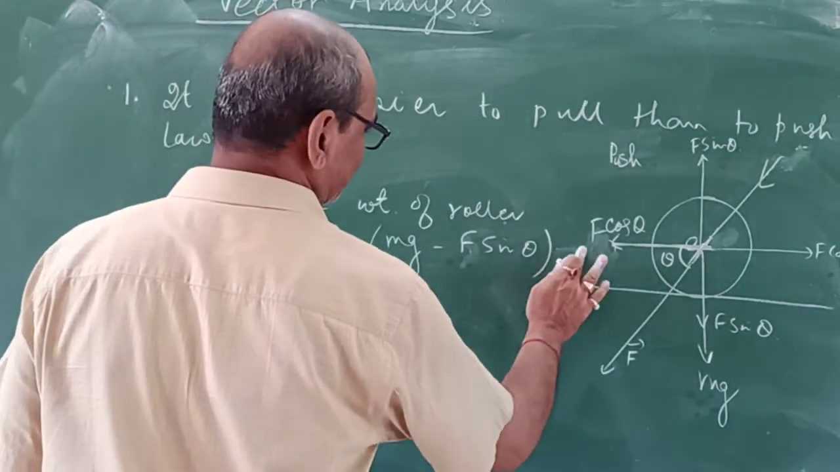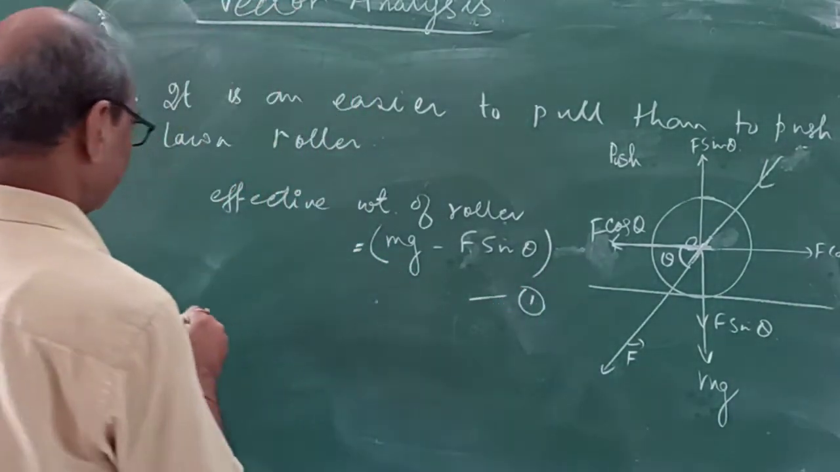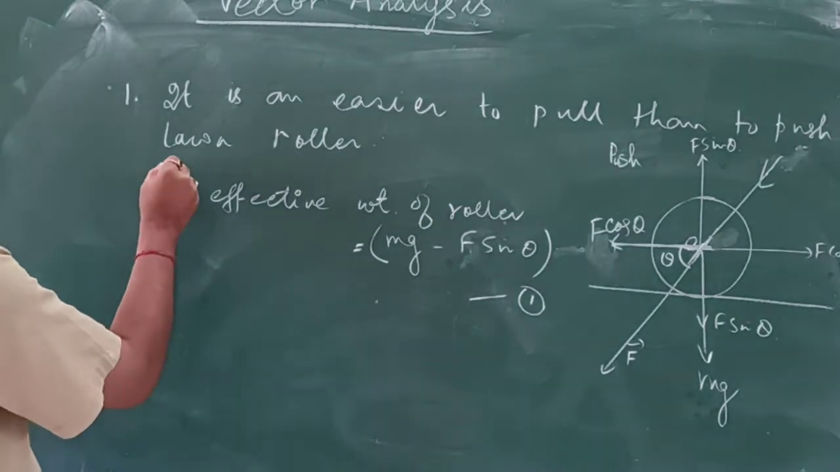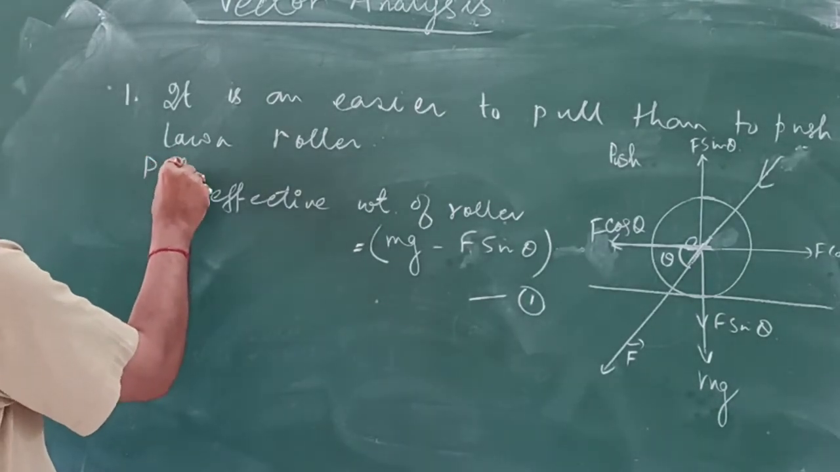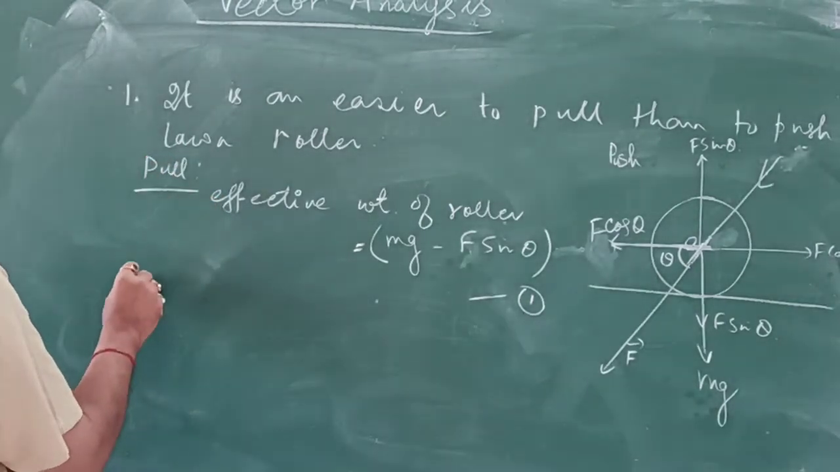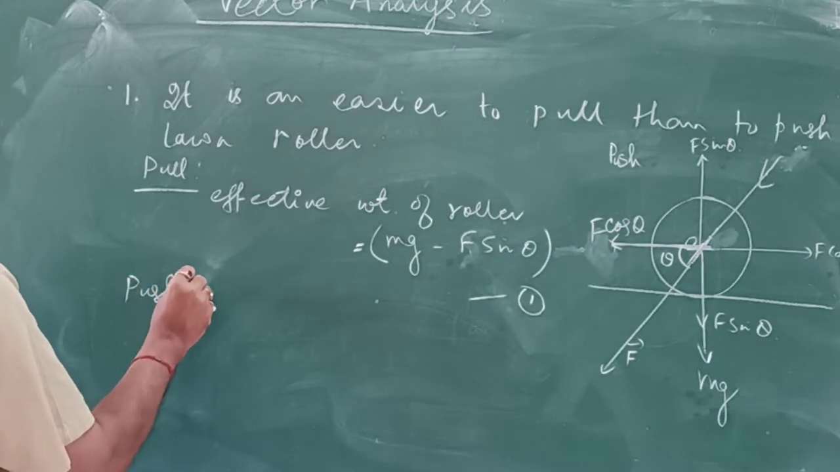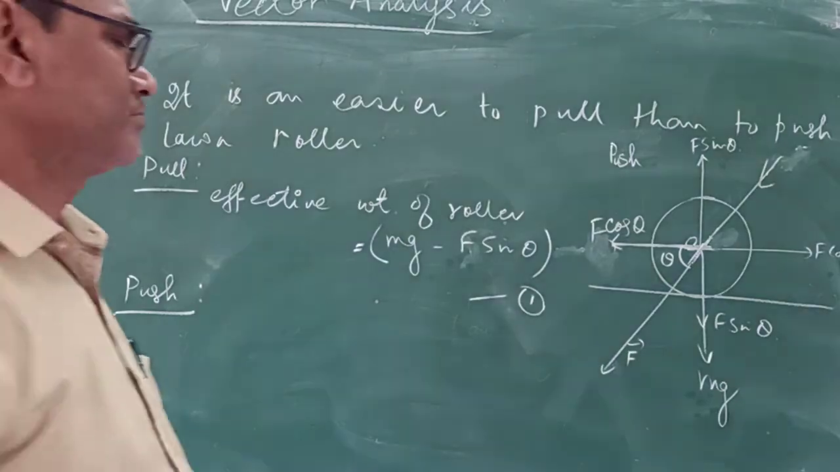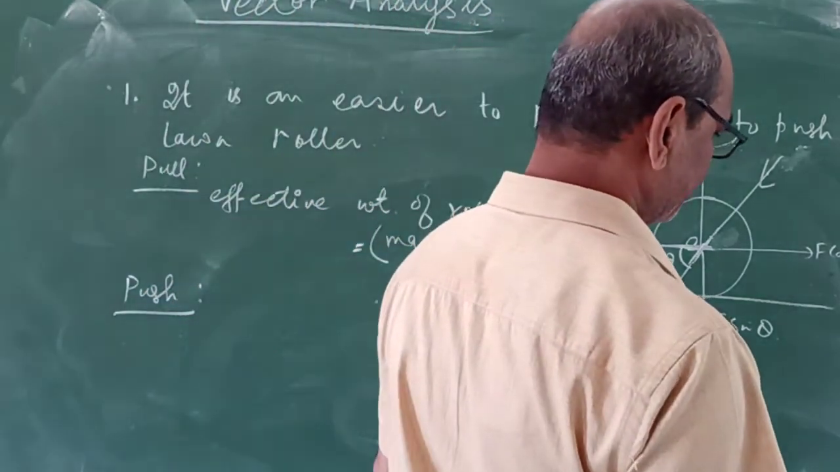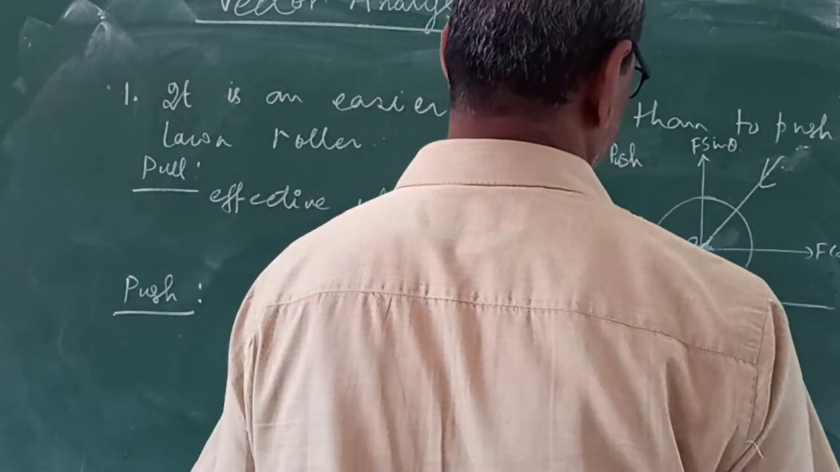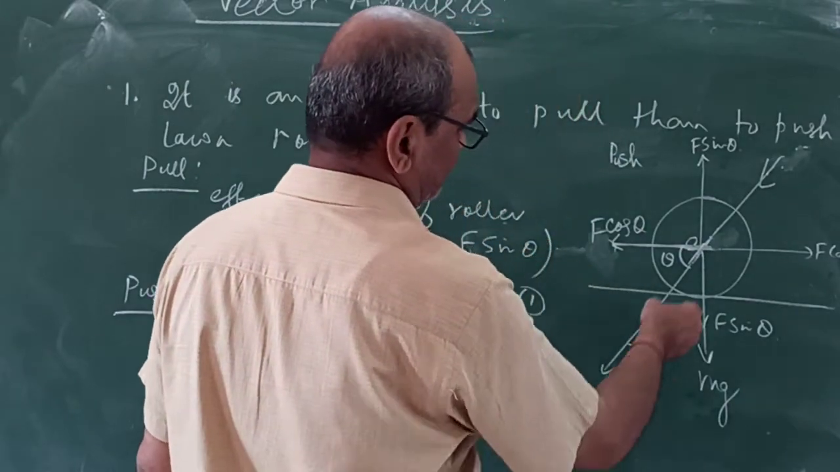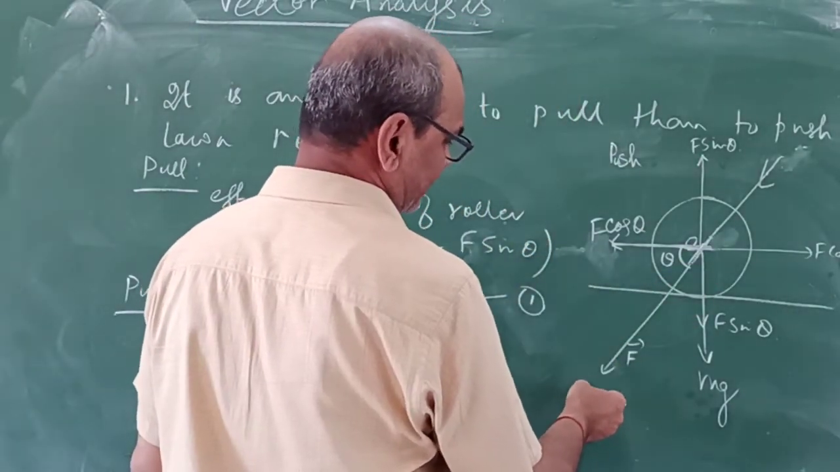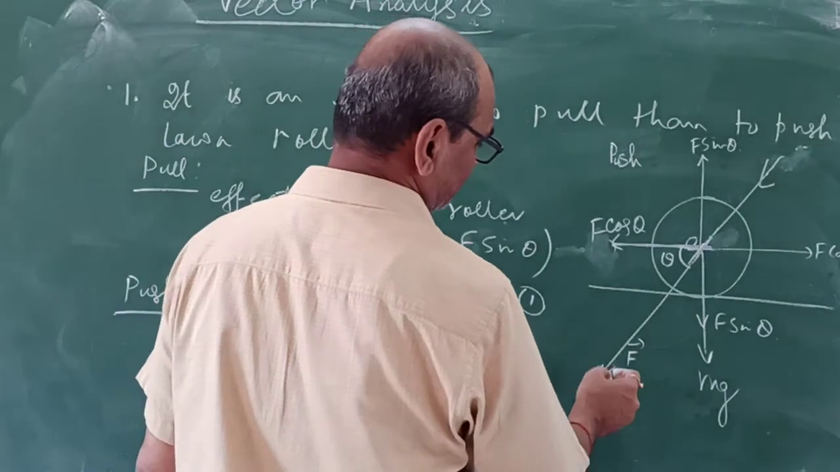This is equation number 1. Now, in the second case, this is the pull case. Now the second one, the push case. F is the force with which the roller is pushed. It produces motion in the forward direction. Then F is the force due to push.